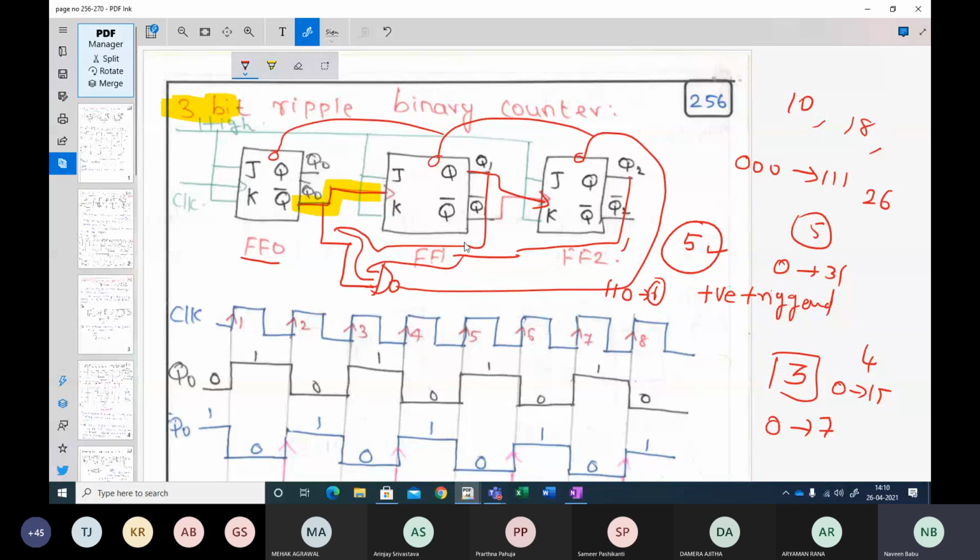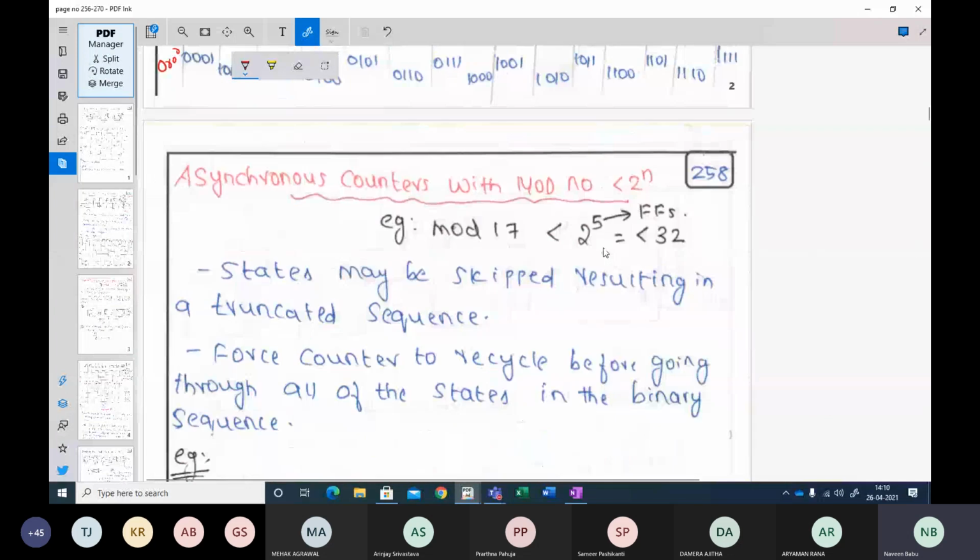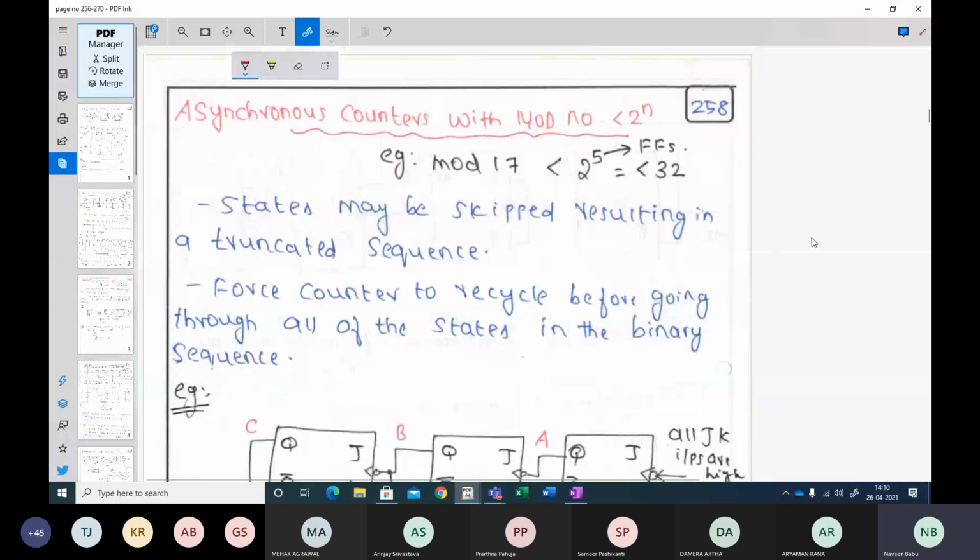So this is the asynchronous way of having a counter for any other number other than these counters. So let us look at how to implement. Now we are going to see an asynchronous counter with mod number less than 2 power n. Whatever we have seen so far is 2 power n.